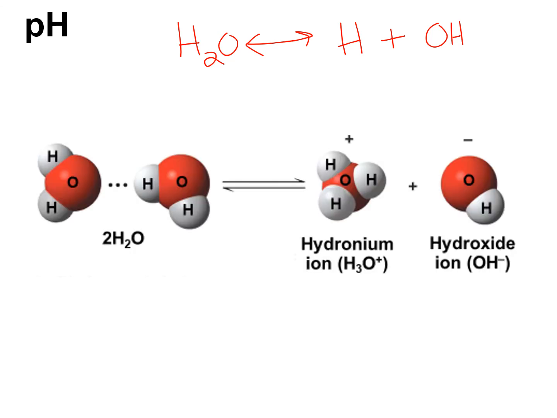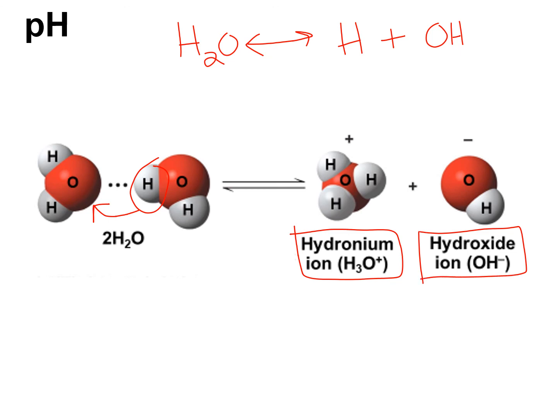In reality, what will happen is when that hydrogen breaks apart, it's actually going to join with another water molecule for a very brief period of time. So what you end up having is a hydronium ion forming and also your hydroxide ion. And this is very dynamic. This is happening all the time. It's breaking, reforming, breaking, reforming.